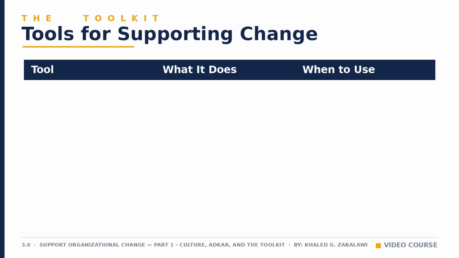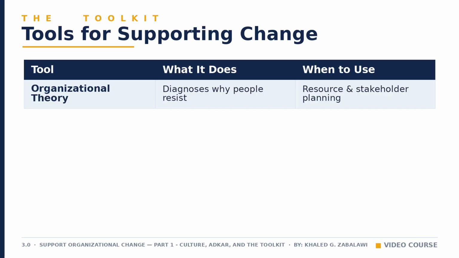Beyond ADKAR, 4 tools appear repeatedly on the exam, each solving a different piece of the adoption puzzle. Organizational theory borrows from Herzberg and McGregor to explain resistance, often fear, or a lack of recognition. You use it during resource and stakeholder planning to tailor your approach to real psychology, not assumptions.